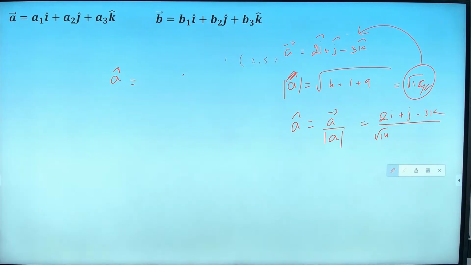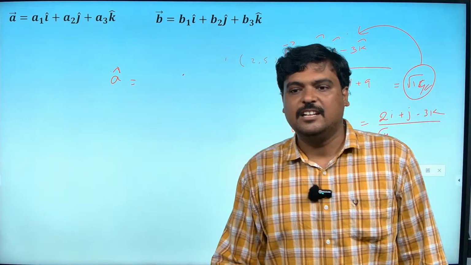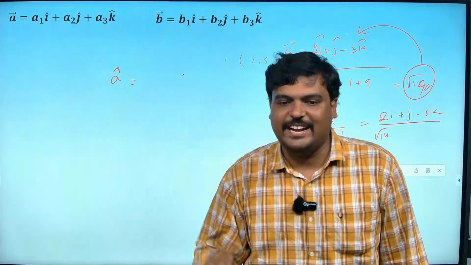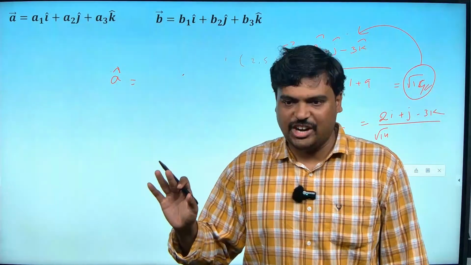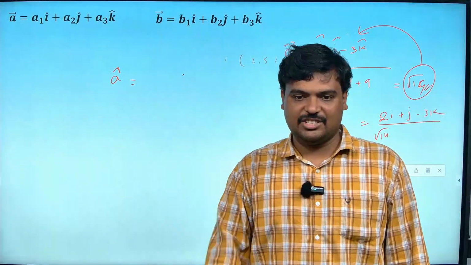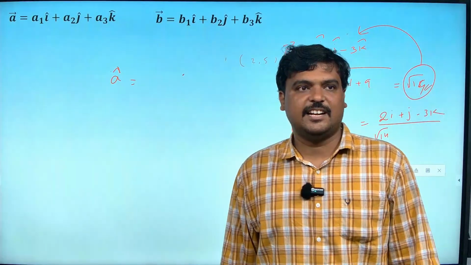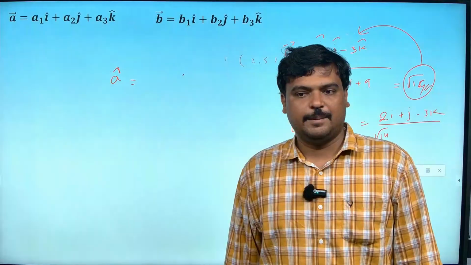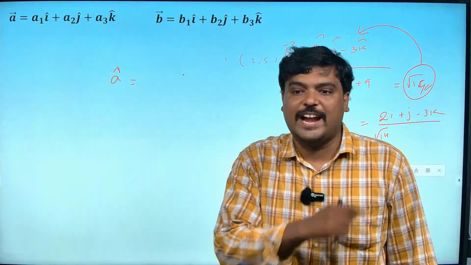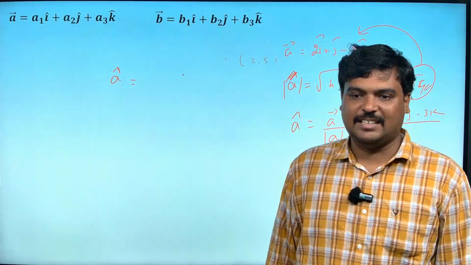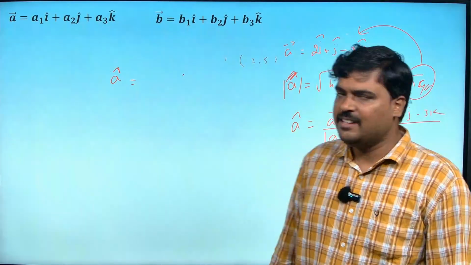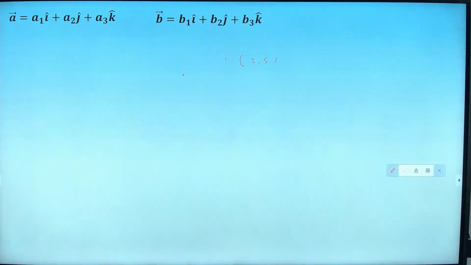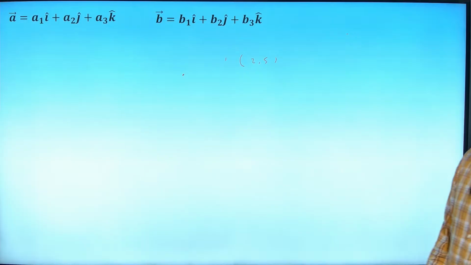Guys, are you getting it? Whenever a unit vector is asked, what do you do for a vector? I'll find the magnitude and divide it. Then I get the unit vector. Is it okay guys? Online students, everybody okay with that? So why a unit vector? To find the direction of the vector. Okay sir, but why do we need the direction?